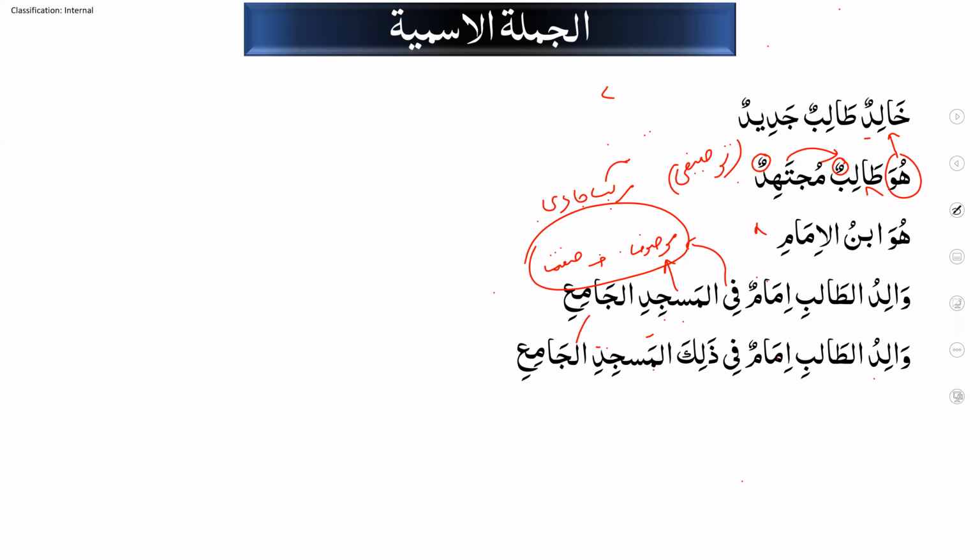Now in this case, this fil masjidil jami', you will say that this is mawsuf and al-jami' is sift, and both will become murakkabun jariyun also later on. Why? Because they are followed by fi. So it is a complex of both. Now next sentence, walidut talibi imamun fi dhalikal masjidil jami'.